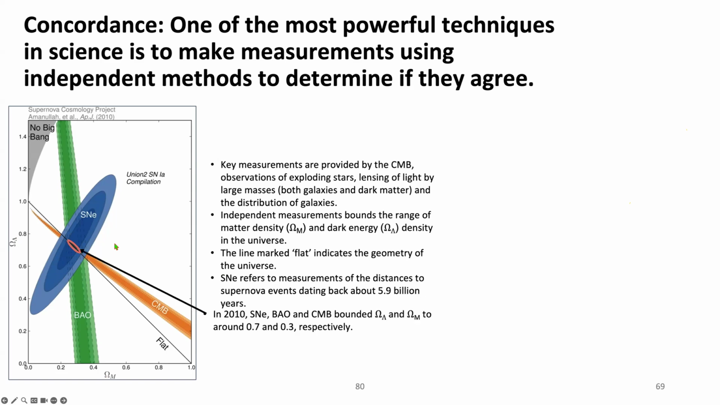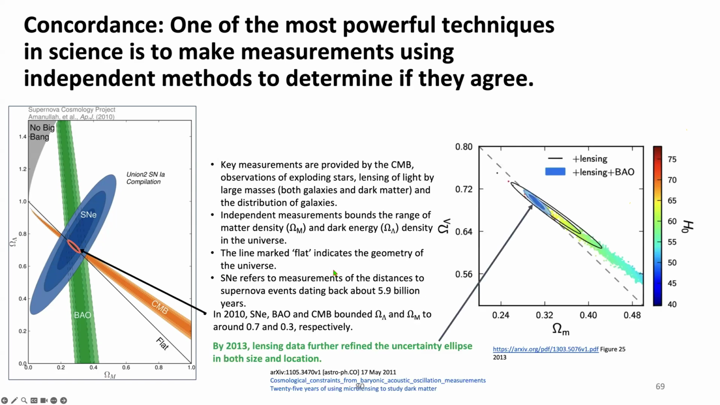All right, now let's look at more modern information. This is from 2010. More modern information from 2013 includes lensing. Remember, I showed you a bunch of galaxies whose shapes were distorted by the path they took near massive galaxies or clusters of galaxies. And that contributes to refining where the universe is in terms of propagation of light.